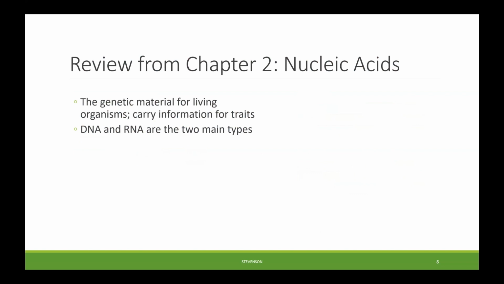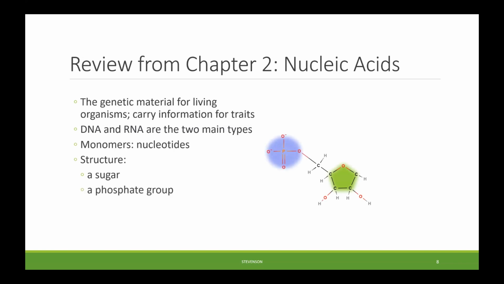But DNA carries the information that encodes what traits an organism should have. As a macromolecule, it's made up of smaller building blocks or monomers, and those are called nucleotides. And every monomer has 3 internal components. It has a sugar molecule, which is attached to a phosphate group, and is also attached to a nitrogenous base.